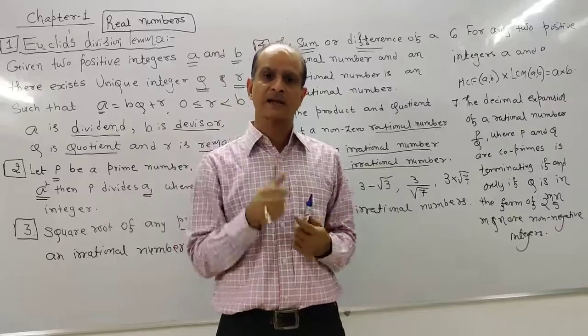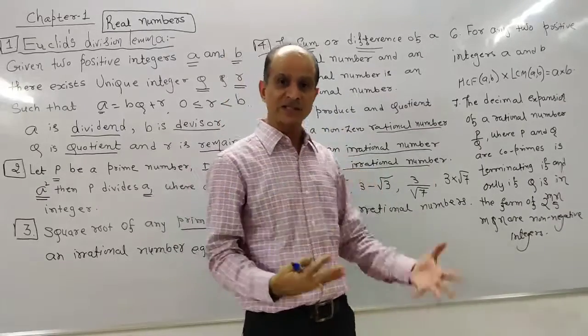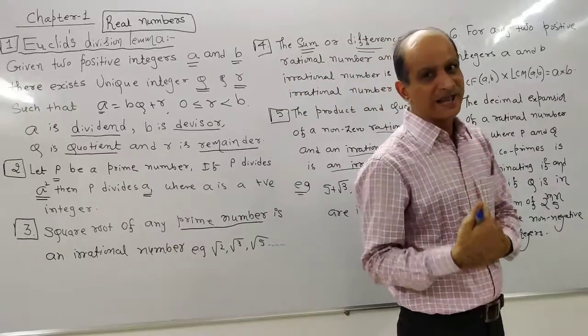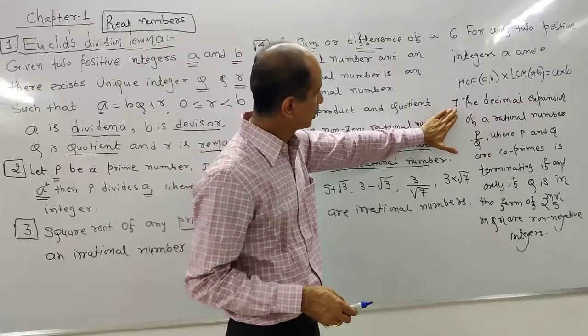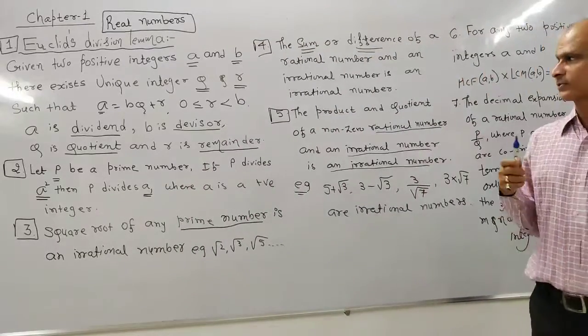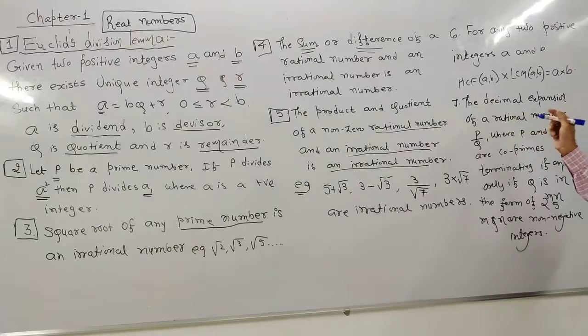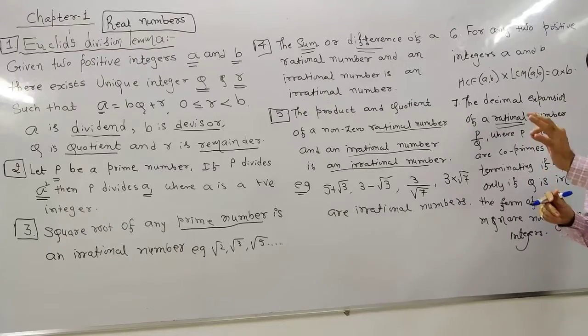Suppose three numbers are given to you, A, B and C. Then how to find out HCF and how to find out LCM? Well, now the last concept, the seventh concept of this chapter, is the decimal expansion of a rational number. Rational number means a number which is in the form of P by Q.